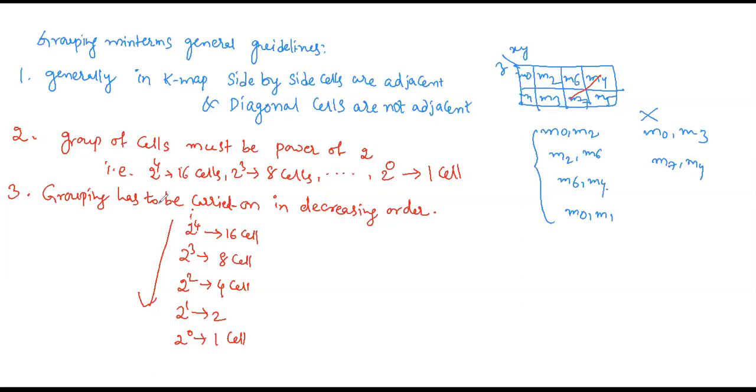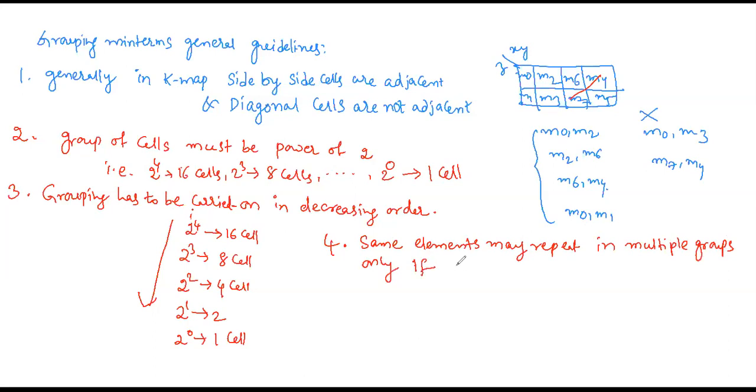Okay. Next, fourth point. The fourth point is the same elements may repeat in multiple groups only if it increases the size of the group.